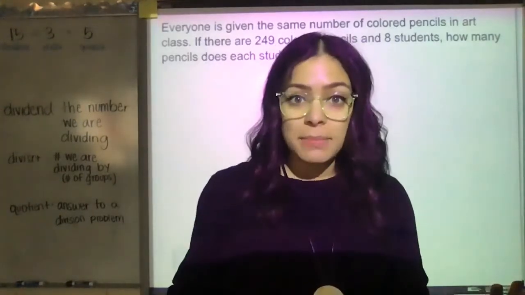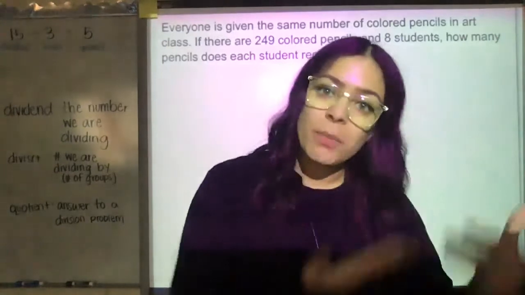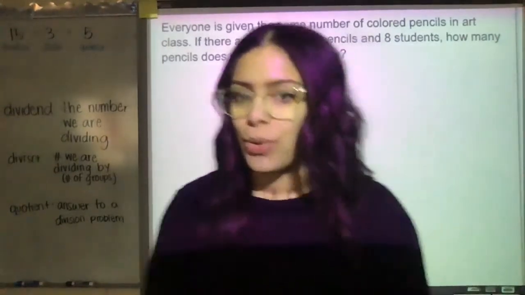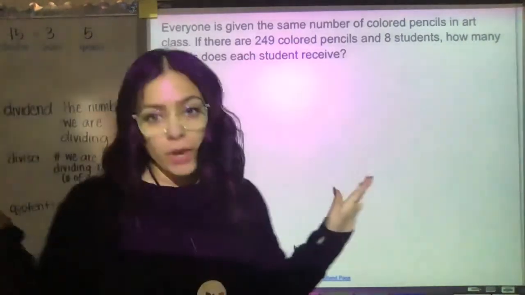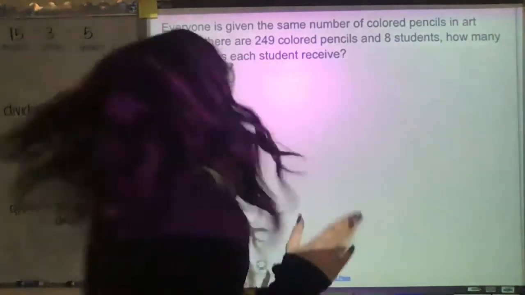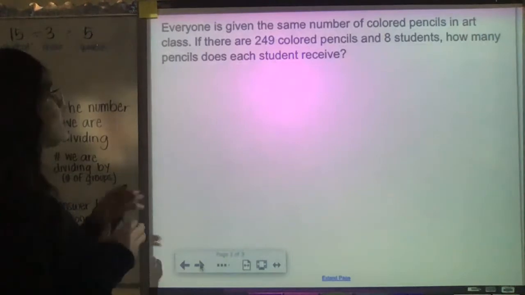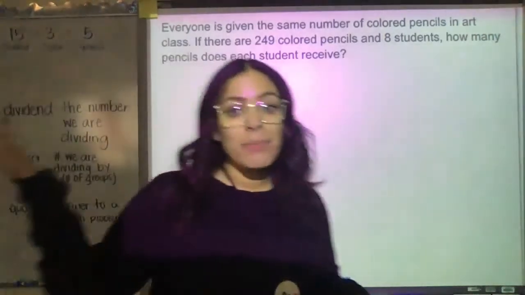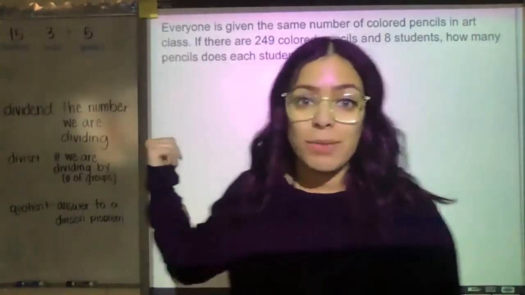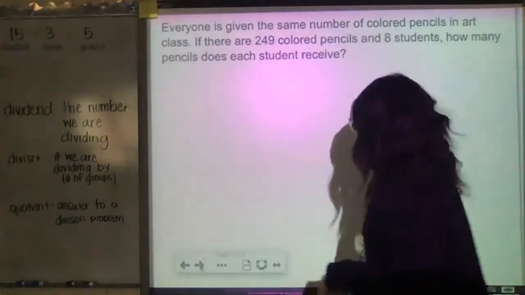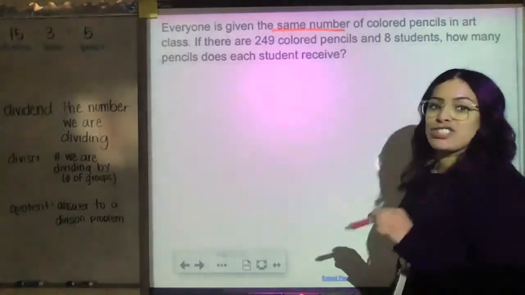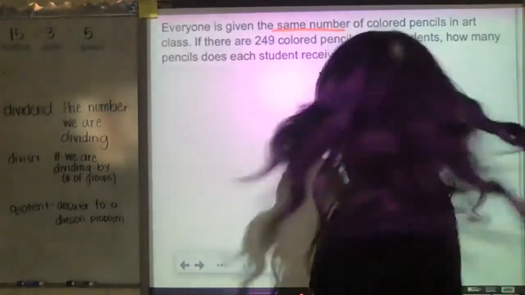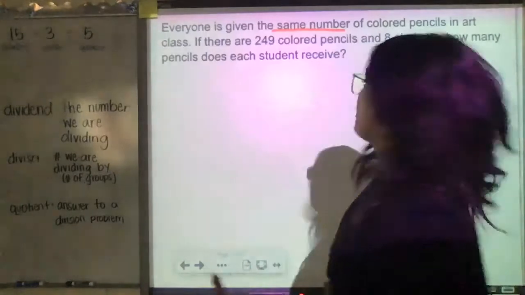We have to make a tape diagram that represents what the problem is asking us to do. So let's take a look at problem number 2. Everybody is given the same number of colored pencils in art class. I'm reading that and I'm like, cool, that's a fun fact. Everyone gets the same number. The only thing I'm pulling out of this that I see is important is the same number. I can interchange that with equal groups, right? Lets me know I'm gonna be dividing.